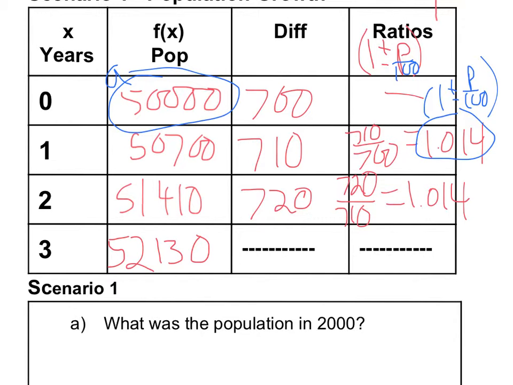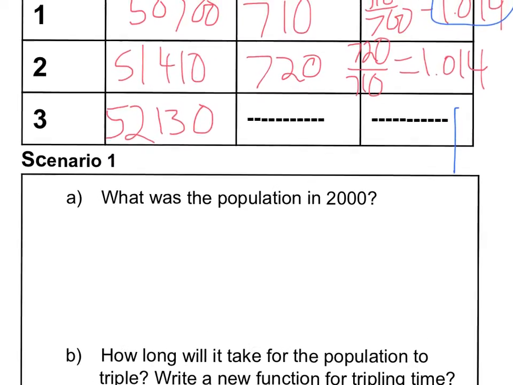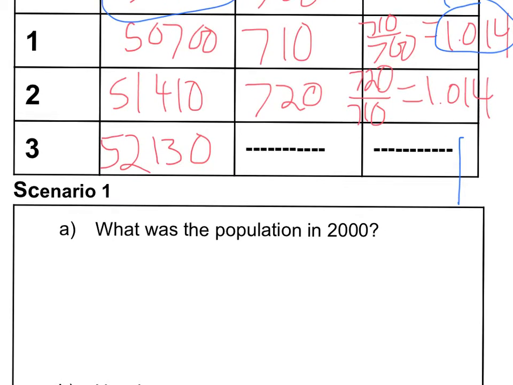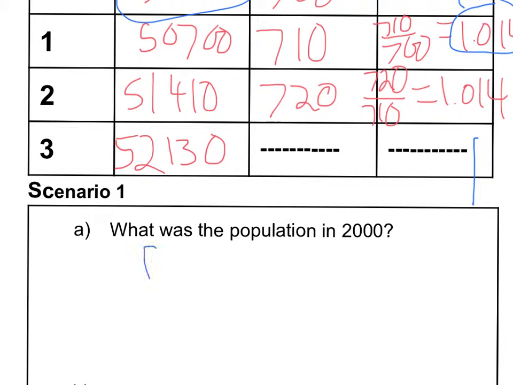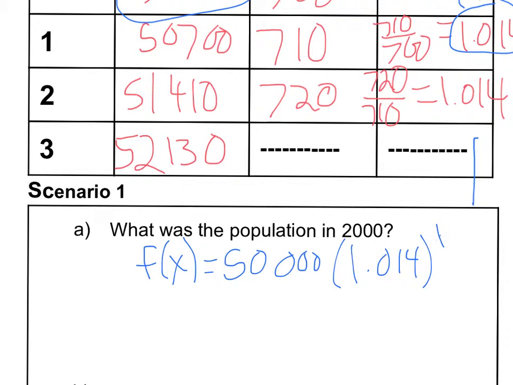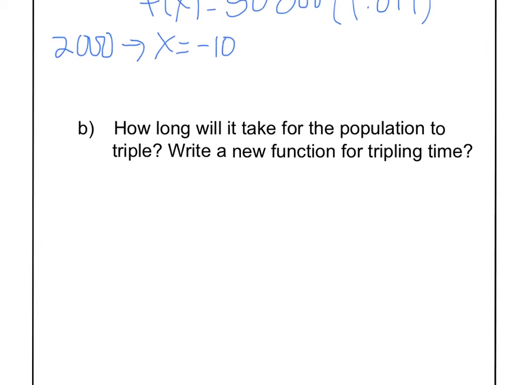Okay, so what was the population in the year 2000? Well, our formula is f at x equals 50,000 times 1.014 to the x, where x represents the years after 2010. So the year 2000 means x equals negative 10. It was 10 years ago. So substitute in negative 10, get your answer.